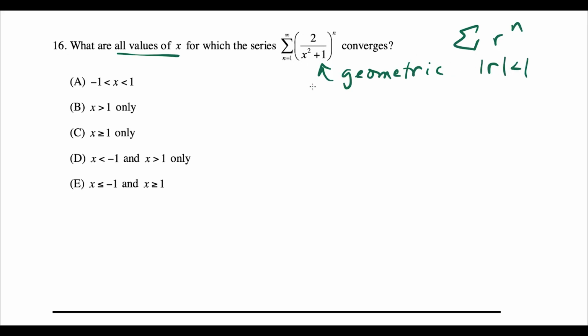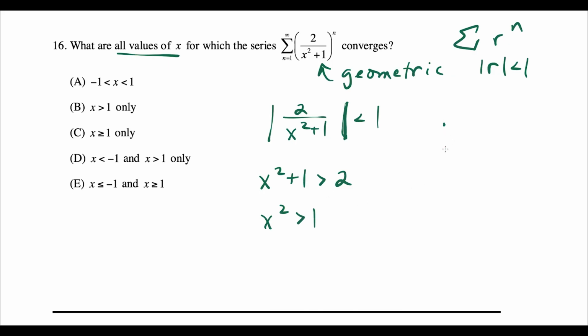So we could take the inside here and say the absolute value of 2 over x squared plus 1 has to be less than 1. If we think about this carefully, the only way the absolute value of this fraction is going to be less than 1 is when the denominator is bigger than 2. So we need x squared plus 1 to be greater than 2. And for this to be true, if we subtract 1 on both sides, x squared has to be bigger than 1.